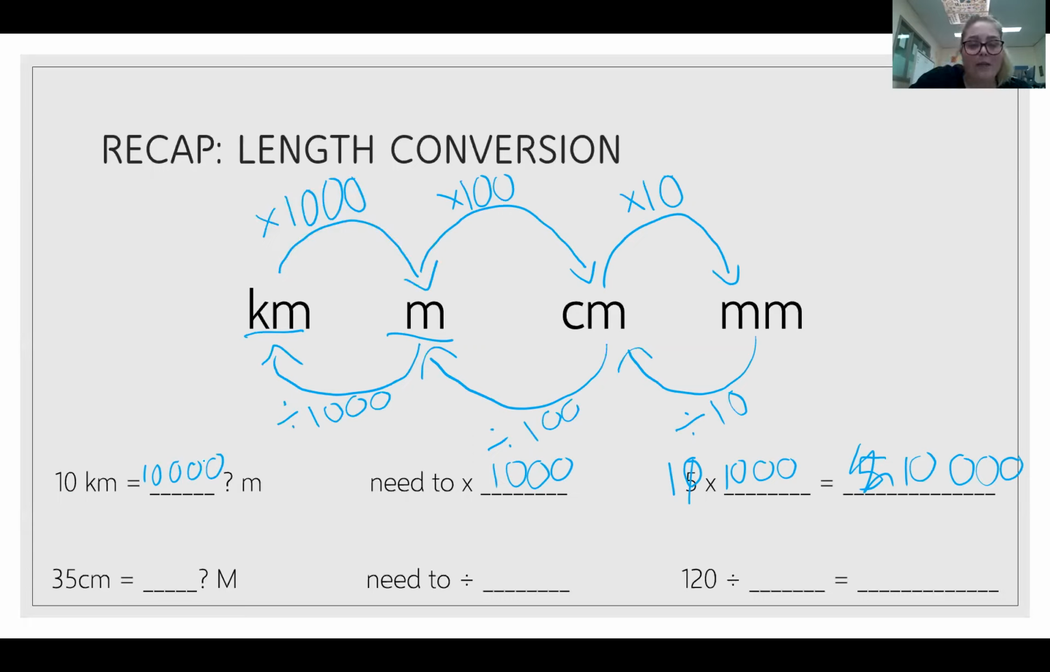And then we're going to go from centimeters to meters, so we need to divide by 100. So 35.0 divided by 100. We need to move our decimal point. We need to jump once, we need to jump twice, and our decimal point will go here. So our answer equals 0.35. So 35 centimeters is the same as 0.35 of a meter. That's just a quick recap on what we learned yesterday.